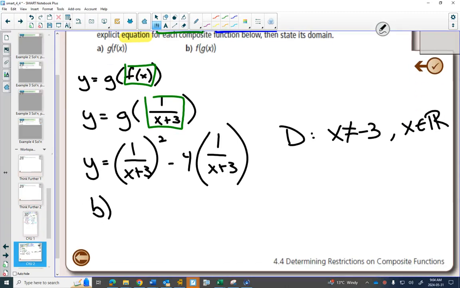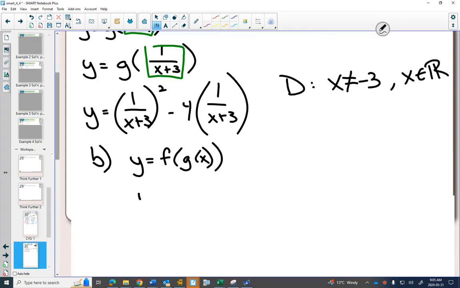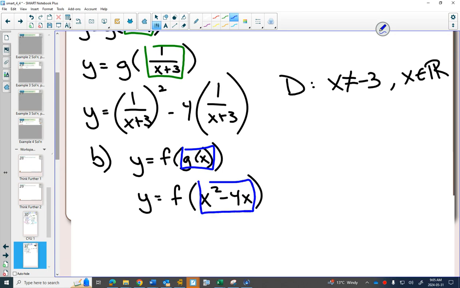B. We're going to do f of g of x. Well, g of x was x squared minus 4x, right? G of x was our blue function. It was equal to x squared minus 4x. And then f says, whatever you put in, we do 1 over that, so 1 over x squared minus 4x, and then add 3. So this is our explicit equation.